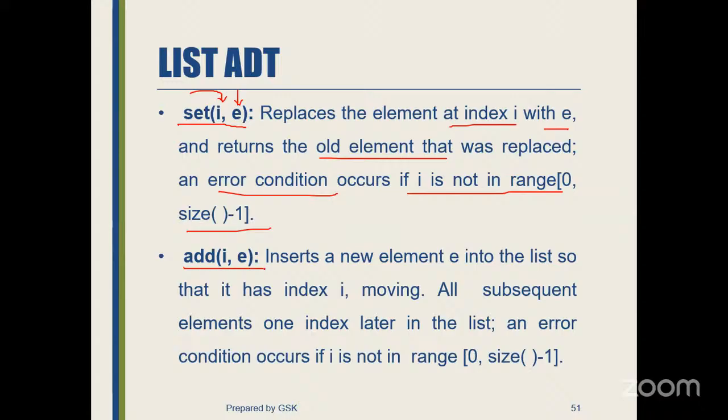Next, add(i, e). This is used to insert the element. The previous one is used to replace a particular element, and this add(i, e) is used to insert the element e into the list at the given index i. For example, if we write the code add(2, 5), the element 5 will be inserted at index position 2. And here also, the index should be a valid index value within the given range.